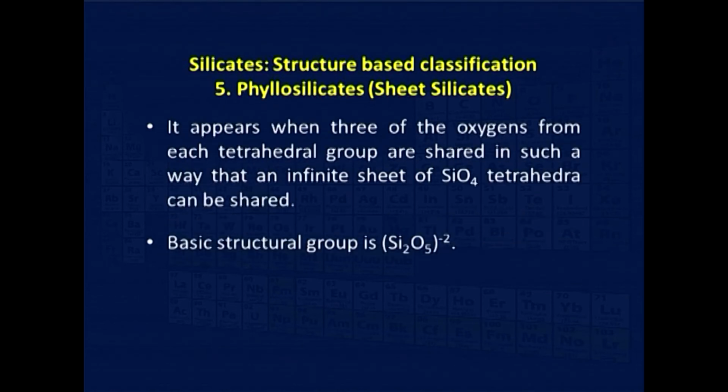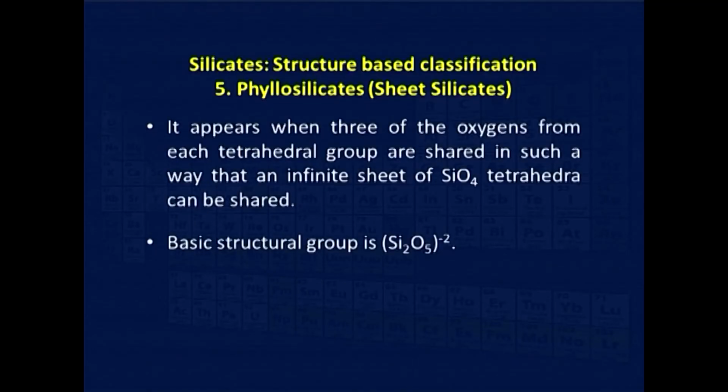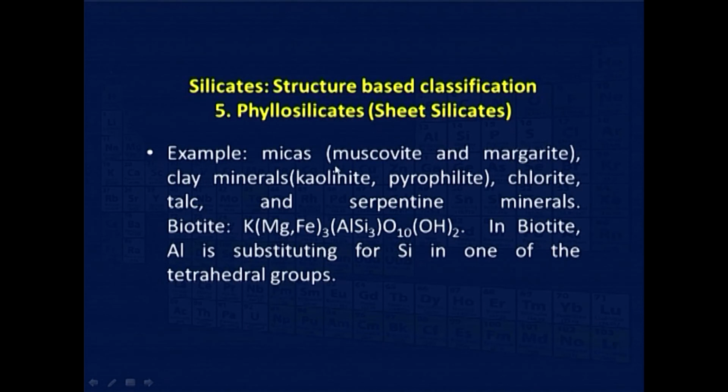The phyllosilicate appears when 3 of the oxygens from each tetrahedral group are shared in such a way that an infinite sheet of silicate tetrahedra can be prepared. In the previous case of the double chain silicate, the 3 oxygens are shared, but a chain is formed. Here the 3 oxygens are shared and a sheet is formed. The basic structural group is Si2O5 with 2 negative charge. Micas like muscovite and margarite, clay minerals like kaolinite and pyrophyllite, chlorite, talc, what you call talcum powder, and serpentine minerals are the best examples of phyllosilicates.